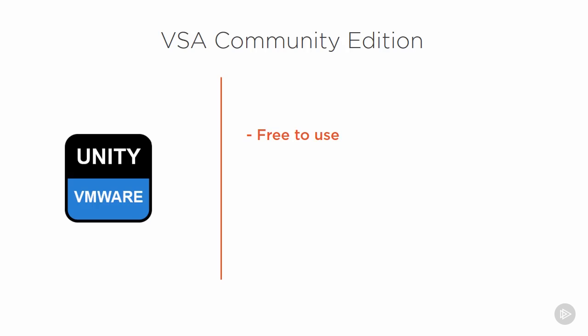So what's the use case for a VSA Community Edition? First and foremost, the use case for the Community Edition is test dev. So you can set up a test dev environment, utilize the EMC Unity VSA Community Edition as the storage platform for that environment. Keep in mind that this environment is not intended for production use, and there is no support available for it through EMC other than the community forums.